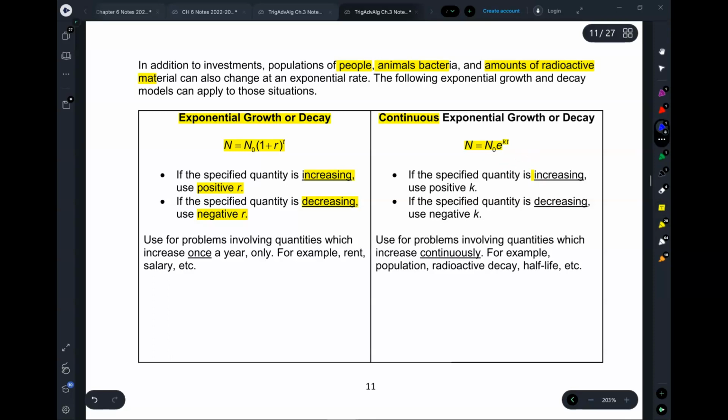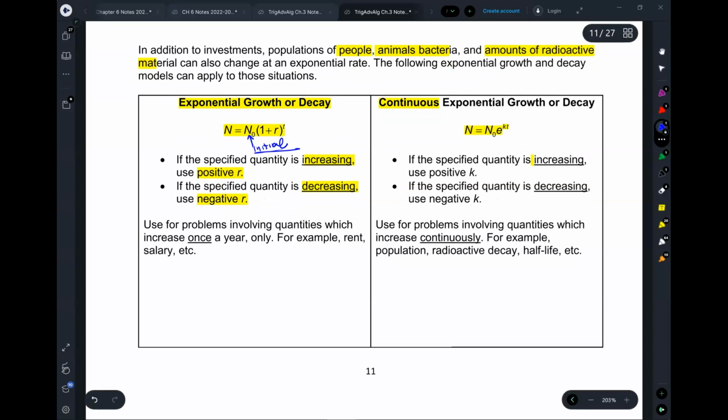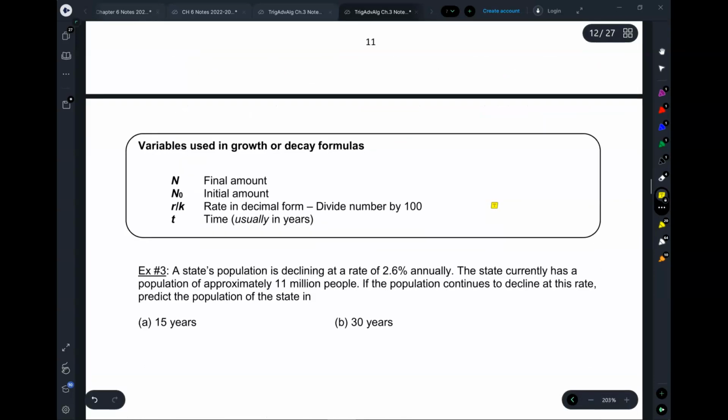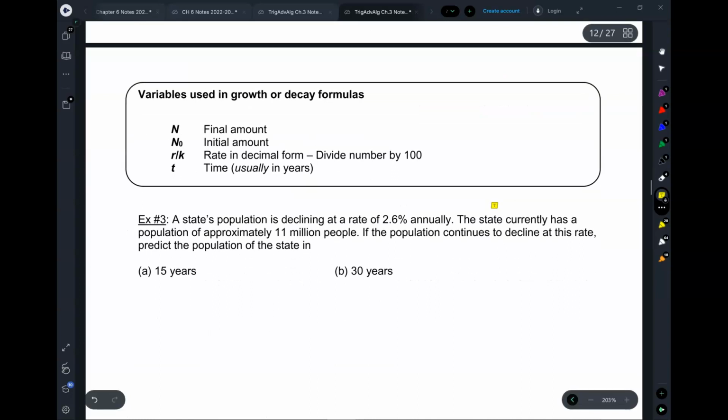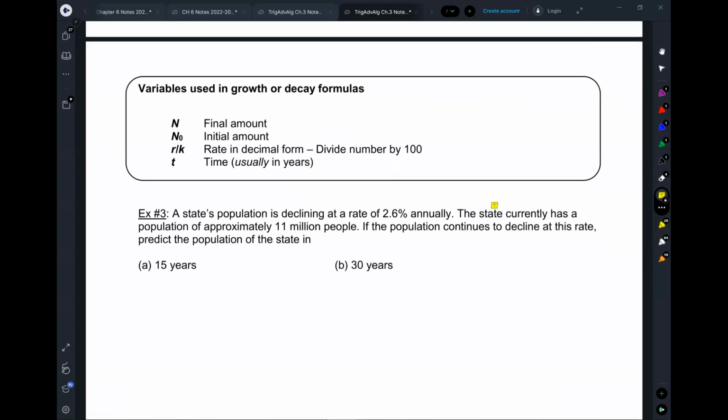So what about this N and N naught business? Whatever the quantity is, that's the final N. This with the subscript 0, this is the initial amount. Don't mess with the calculators for the time being. I'll walk you guys through this. So if the quantity is increasing, positive k, decreasing, negative k. Cool? Okay, so let's do this one. Again, if you forget what each of the things stand for, they're here.